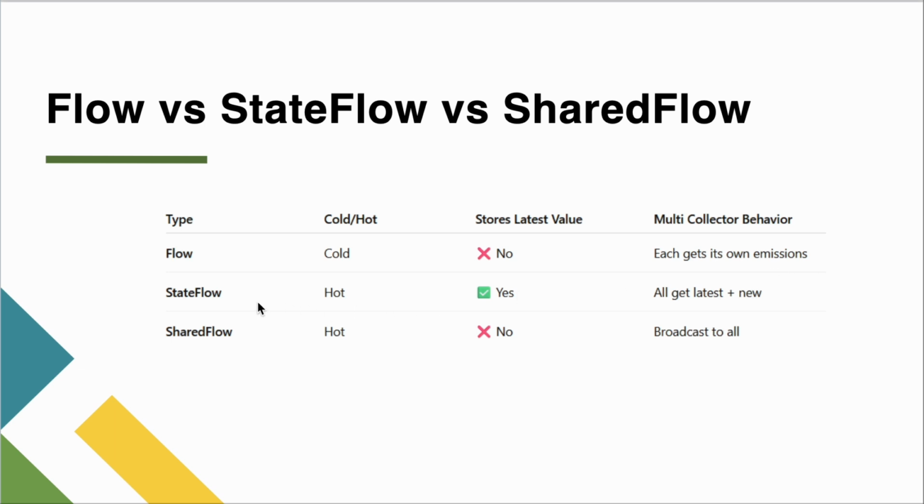StateFlow, at the same time, is a kind of hot flow, and it stores the latest value, as I've mentioned, like for example, an edit text value, and it gets the latest value plus the new values. SharedFlow is also a category of hot flow. It does not store the latest value. Rather, it will keep on emitting the values, and you can replay the old values, and you can collect the latest value also. It is basically a broadcast to all. Even if there is no collector to it, it will keep on emitting the data to you.